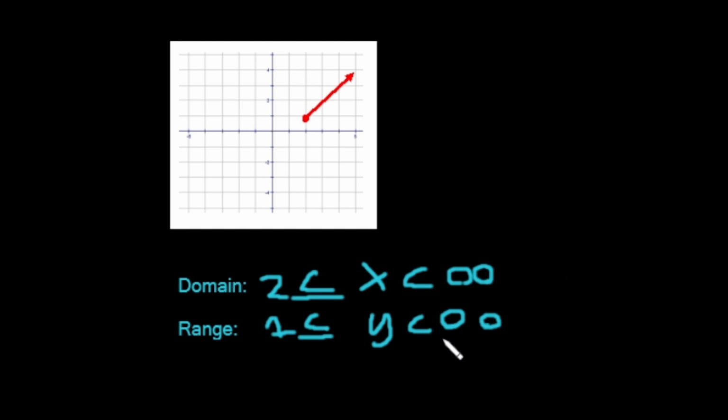Okay, so since this is a closed dot, it would be less than or equal to. If this was an open dot right here, then it would just be less than. So that's how you would solve for domain and range of a linear function.